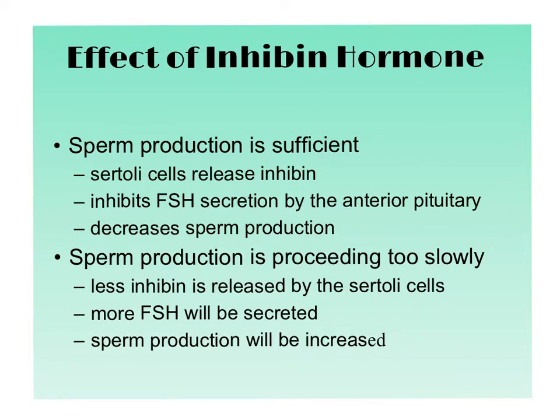And just in case you didn't get it from the first two slides, here's another slide that says kind of the same stuff. So if sperm production is sufficient, so like there's enough sperm being produced, the Sertoli cells release that hormone inhibin, which slows or stops the secretion of follicle-stimulating hormone by the anterior pituitary, which will decrease sperm production. Now, if sperm production is going too slowly, it'll have the opposite effect. Less inhibin will be secreted, and this will cause more follicle-stimulating hormone to be secreted, which will increase the rate of spermatogenesis, or production of sperm.